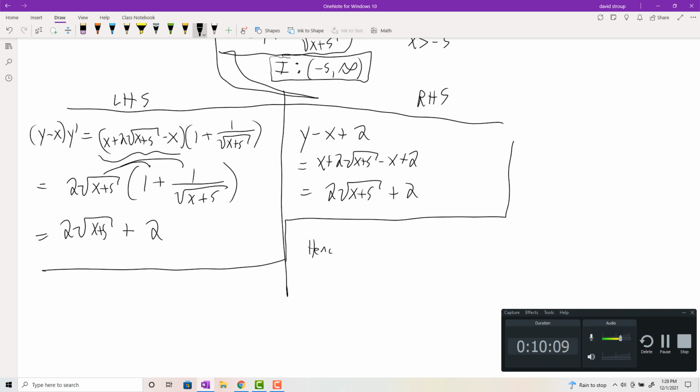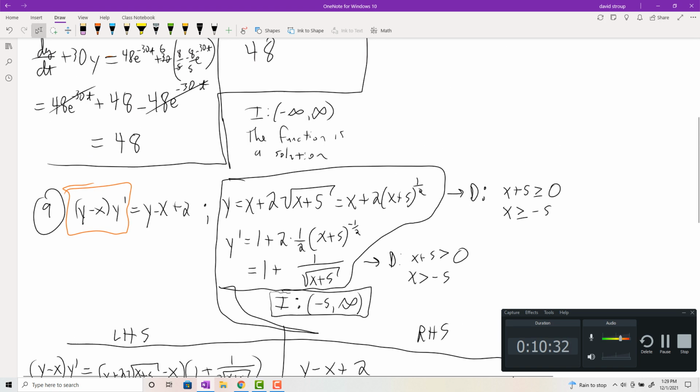Okay, so hence the y given, the solution given, and I have to sneeze. Okay, false alarm. Hence the given y is a solution on the interval that I mentioned above. Okay. So you have to do the left-hand, right-hand side thing, and you have to note the domain of definition.